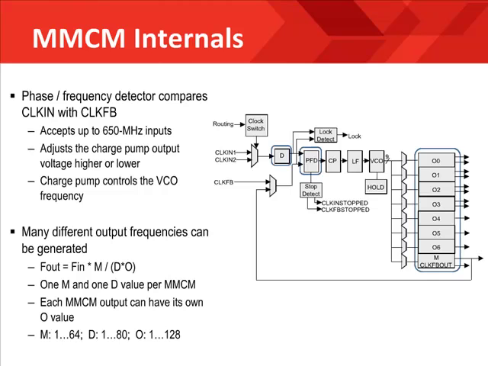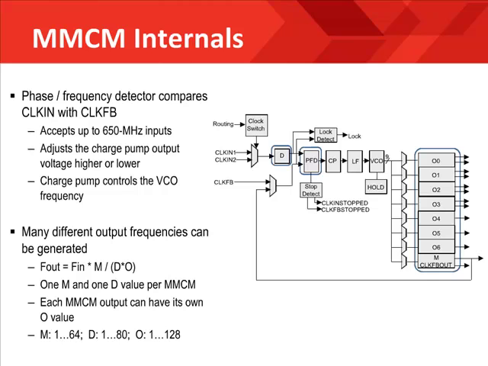The phase frequency detector accepts an input frequency of up to 650 MHz. The clock input detection circuitry is also found associated with the phase frequency detector, so we can determine if either of the feedback clock or the clock has stopped. Next is the charge pump, and this adjusts the output voltage higher or lower based on the feedback input to the phase frequency detector. The charge pump controls the VCO frequency, which can support up to 1.6 GHz clock. This is then followed by the loop filter and the voltage-controlled oscillator.